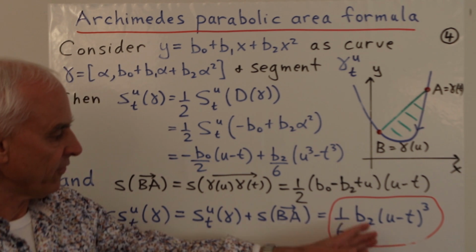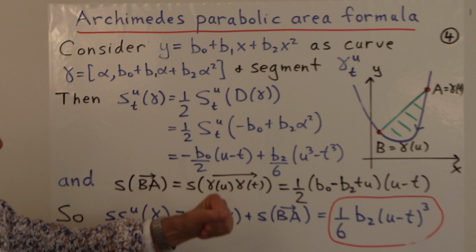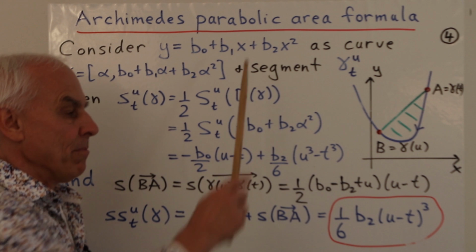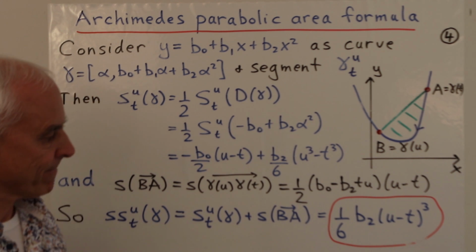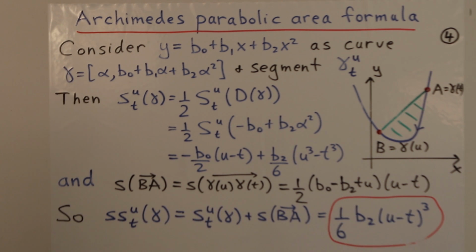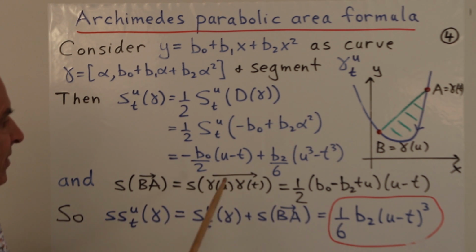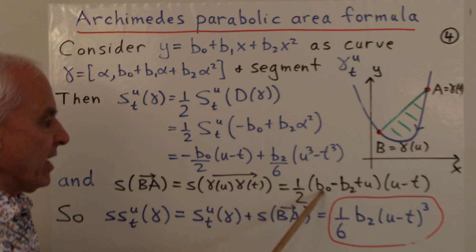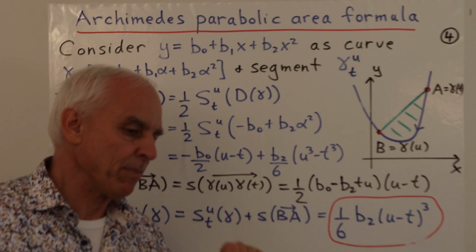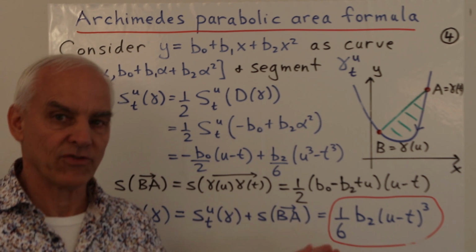This is a very nice formula. It's very elegant, it's very compact, and interestingly, it doesn't depend on b0 or b1. It only depends on b2. And it depends on u and t in a nice way: it's just the difference cubed. So this is some kind of indication that this is actually quite a nice quantity. It's arguably simpler than the 2 ingredients that make it up. But it's also an important stepping stone to understanding why Archimedes' formula works in this situation.